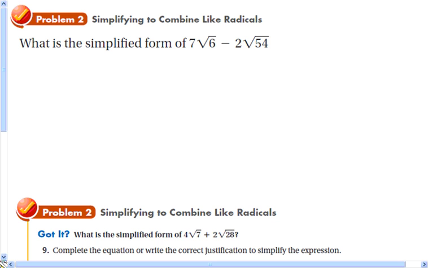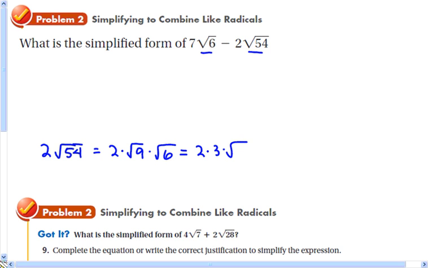All right, what is the simplified form of 7 times the square root of 6 minus 2 times the square root of 54? Right now, they're not like radicals, so we can't use the distributive property on them, but you should also notice that square root of 54 is not simplified. So let's rewrite 2 times the square root of 54 like we learned to do in the last lesson. The greatest perfect square factor of 54 is 9, so we're going to write 2 times the square root of 9 times the square root of 6, and that's equal to 2 times 3 times the square root of 6, which is just 6 times the square root of 6.